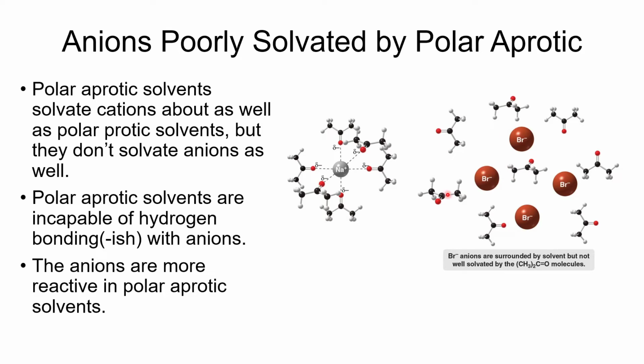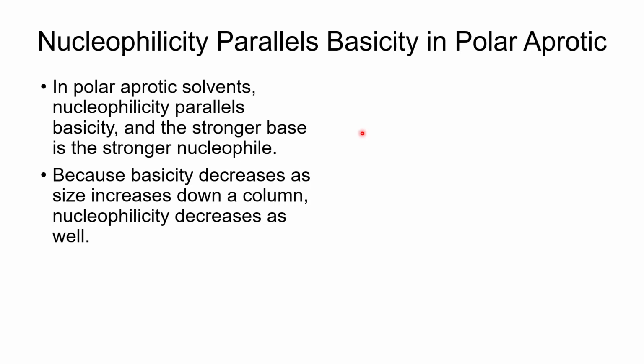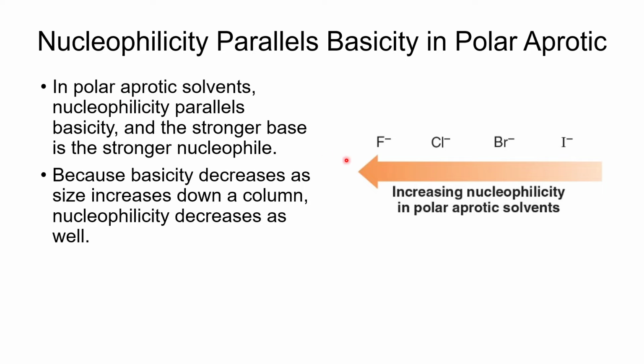That means the stronger your anion is as a base, the better it's going to be as a nucleophile. So we will find that nucleophilicity parallels basicity in polar aprotic solvents. So the stronger the base, the better the nucleophile. Again, you have to remember that in a polar protic solvent, it's going to be the opposite of this. And in this polar aprotic solvent, the nucleophilicity will parallel basicity.